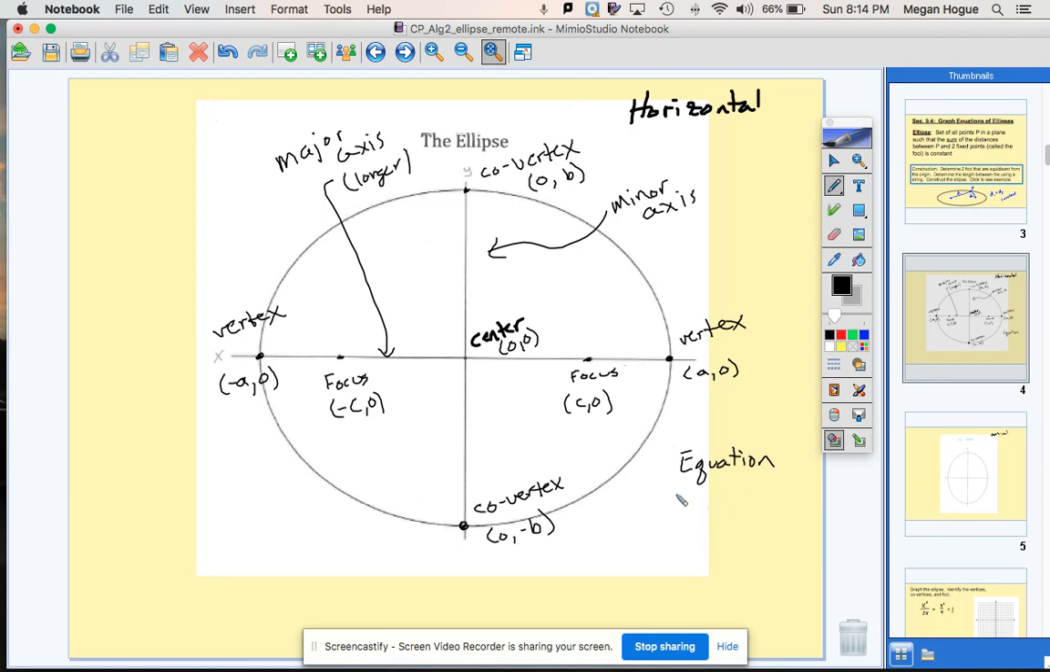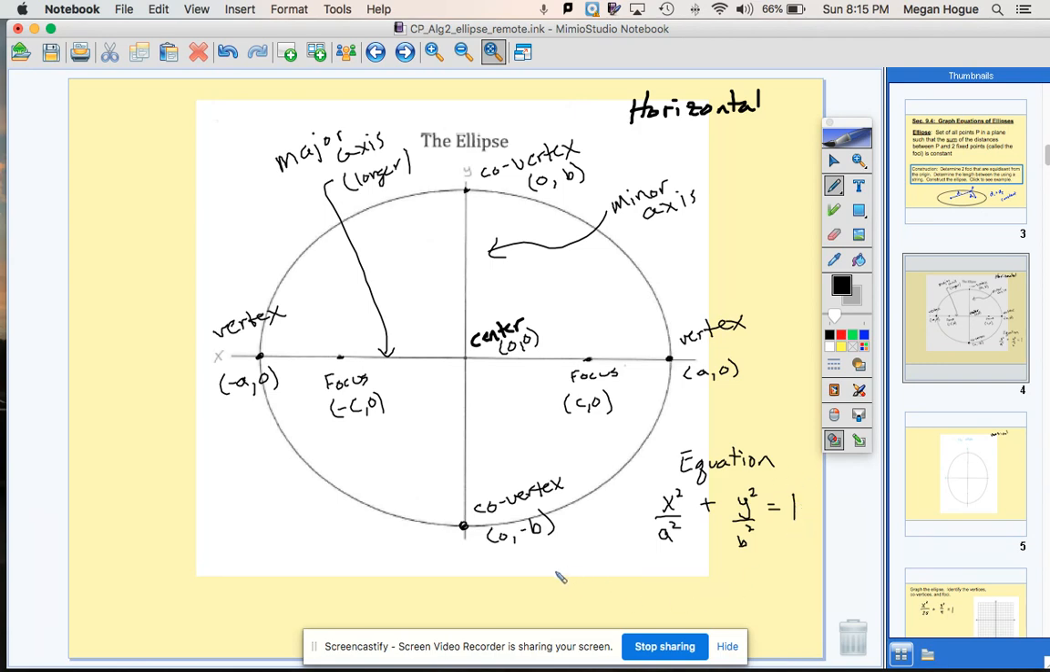the important information. So the equation, very similar to a circle, it has an x squared addition and a y squared, and it's going to be equal to 1. There's no radius here. The other difference is the x squared is over a squared, and the y squared is over b squared. So there's my equation, x squared over a squared plus y squared over b squared, and it has to be equal to 1. It has to be equal to 1 to be in standard form.